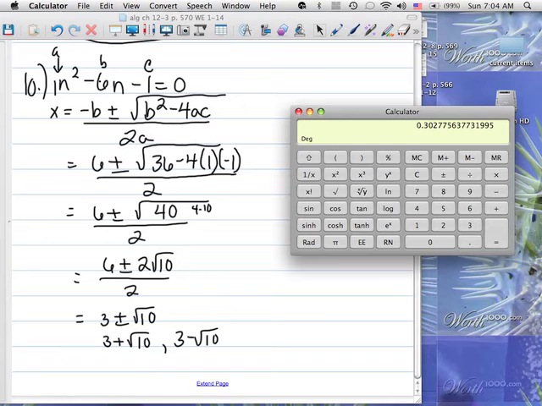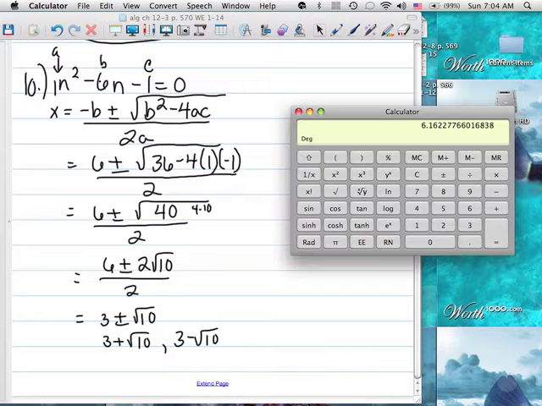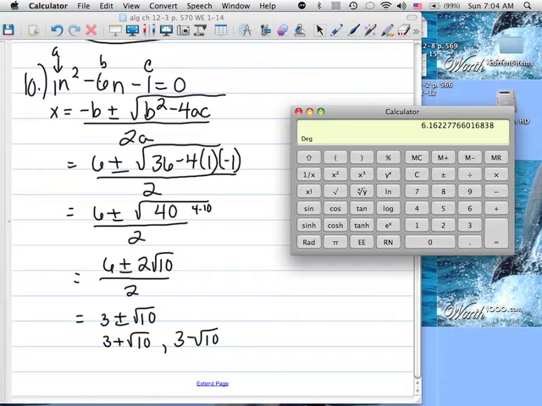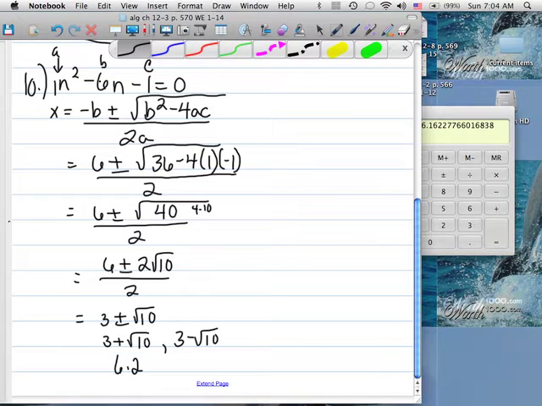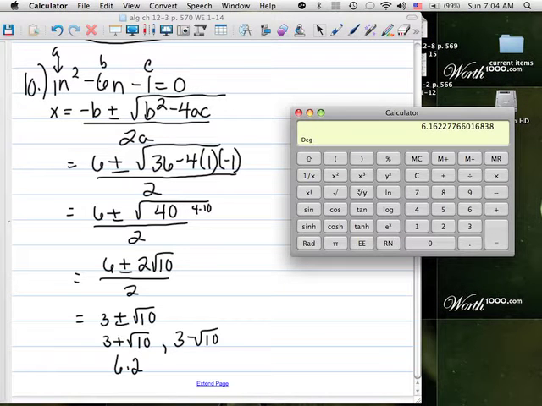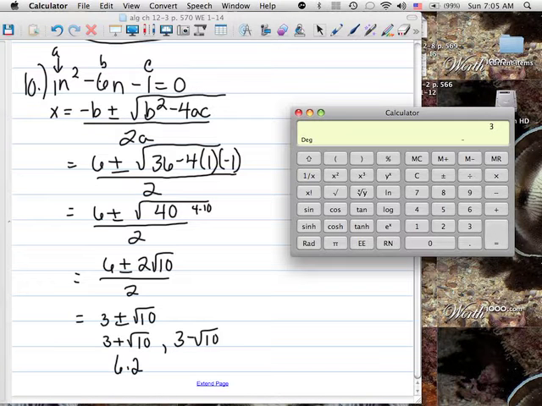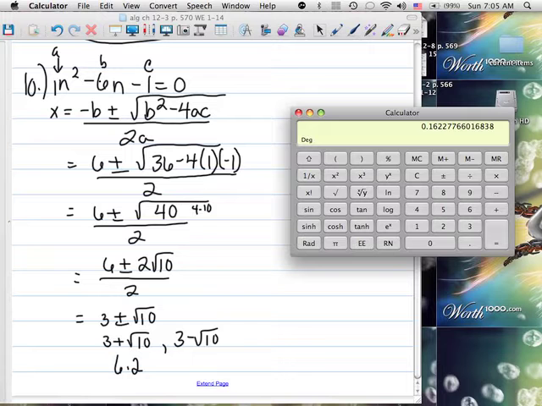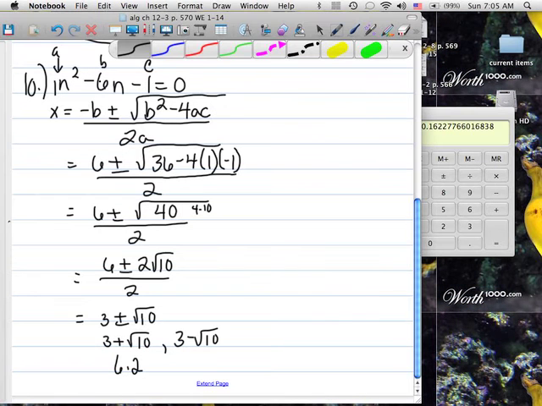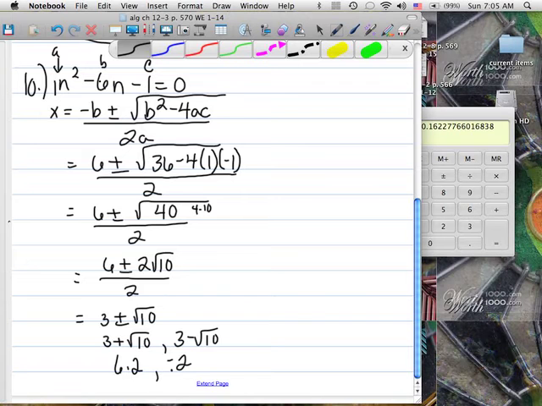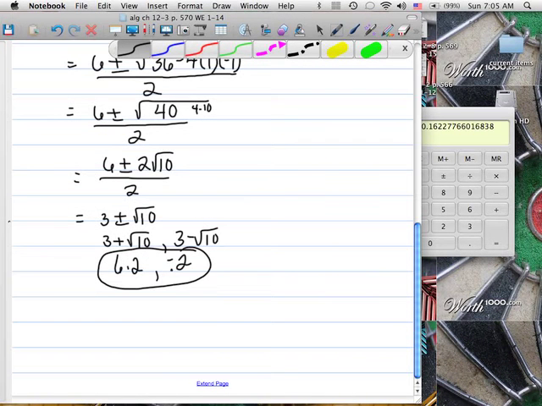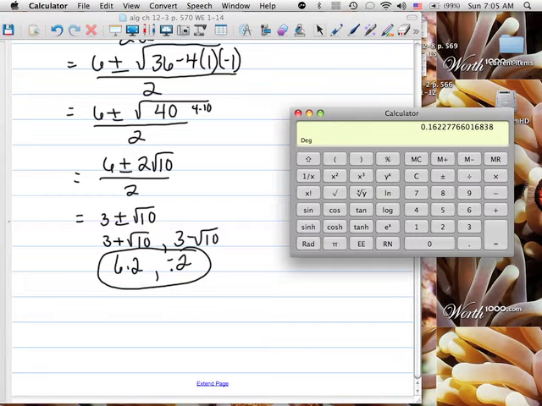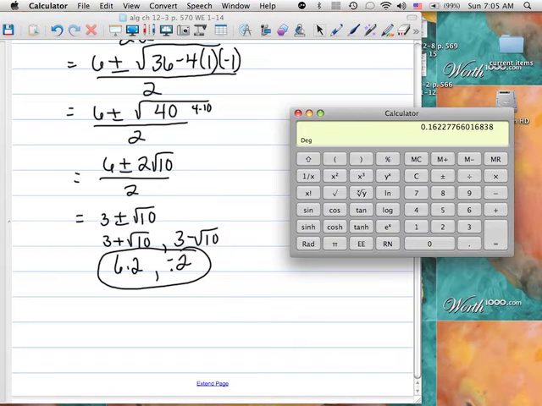And to the nearest tenth, 3 plus the square root of 10 is 6.1, but it needs to go to 6.2 since there's a 6 there, so it'd be 6.2. And 3 minus the square root of 10 is negative. Mine is just not coming out negative. Negative 0.2. The 6 will bring that up to 2. Negative 0.2. And that was problem 10, number 12.